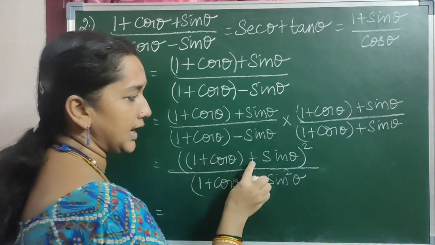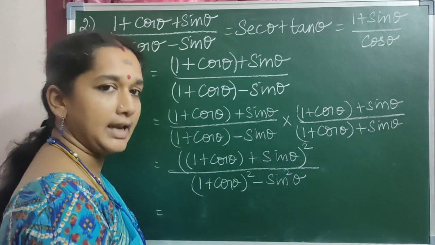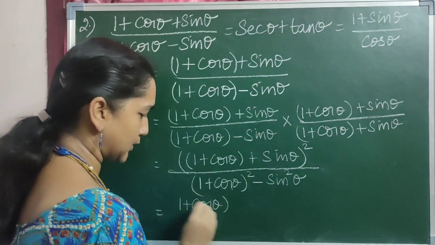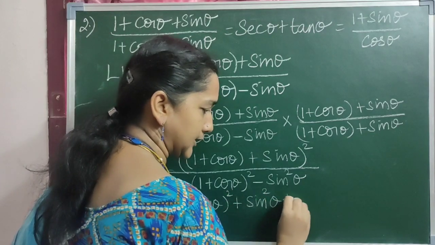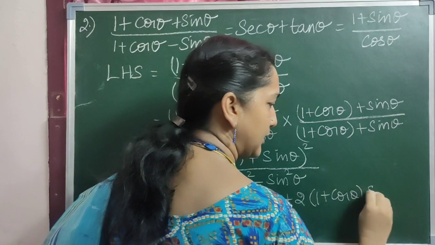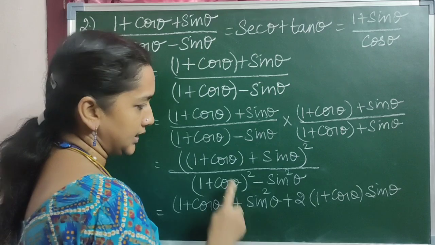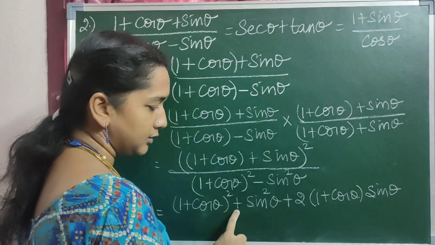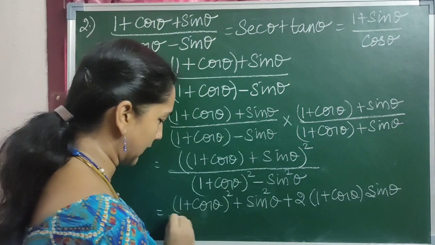Here, this one, (A plus B) the whole square. So, what identity is this? (A plus B) the whole square is A squared plus B squared plus 2AB. Clear? My A is 1 plus cos theta. My B is sin theta. So, A squared plus B squared plus 2AB. This is for the numerator.